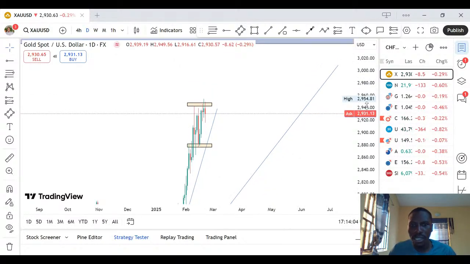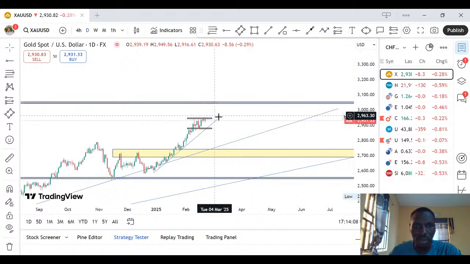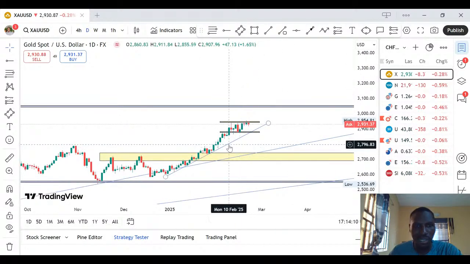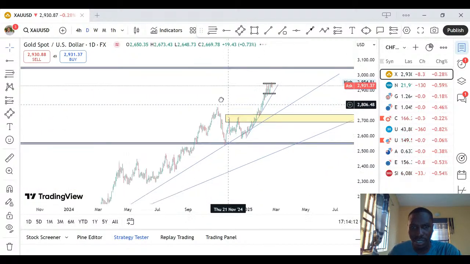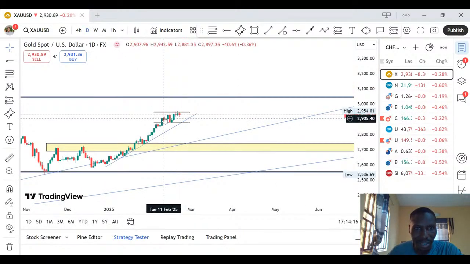Now, gold is that market that you just wake up in the morning, come back, and just buy. So if we look at the immediate trend of gold, it's actually bullish, but we realize the price is making some kind of consolidation here.